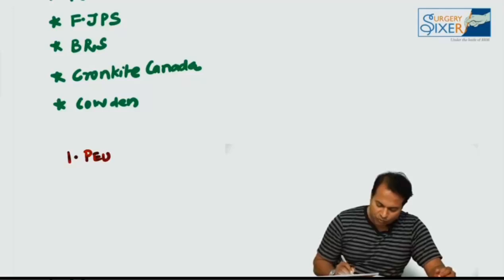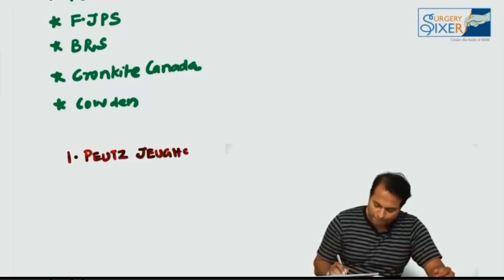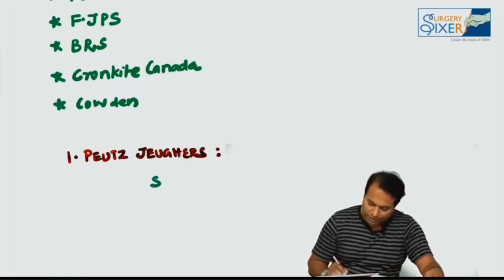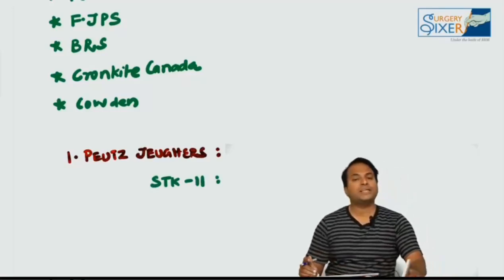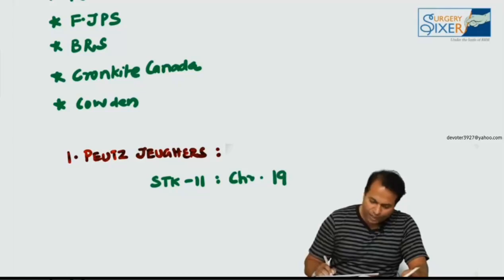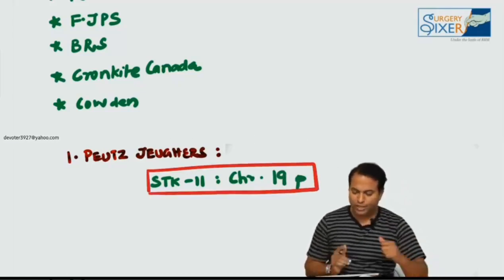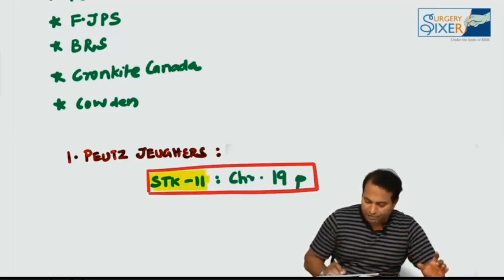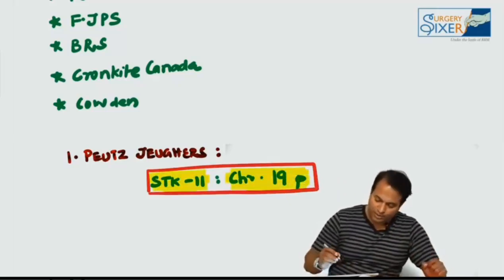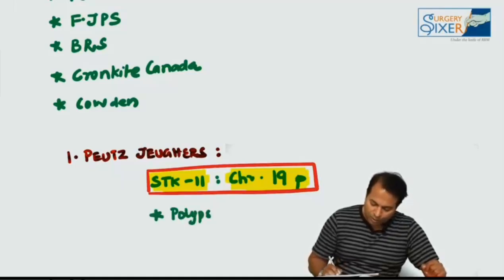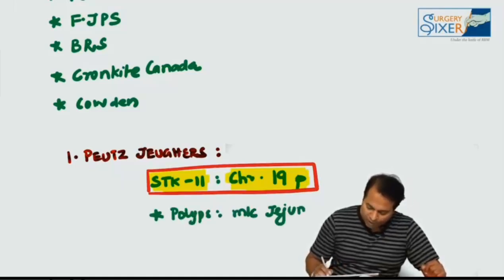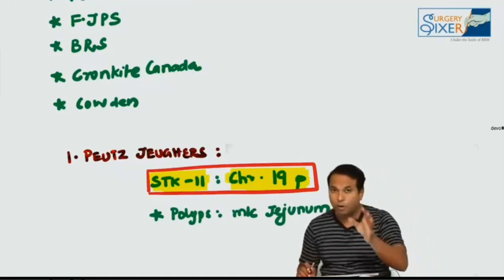First, let us discuss Peutz-Jeghers syndrome. Peutz-Jeghers syndrome is associated with STK11 mutation, seen on chromosome 19p. So please don't forget the mutation numbers: STK11 mutation, chromosome 19p, is Peutz-Jeghers syndrome. Where do they have polyps more commonly? Hamartomatous polyps are more common in the jejunum, but they can get polyps anywhere.